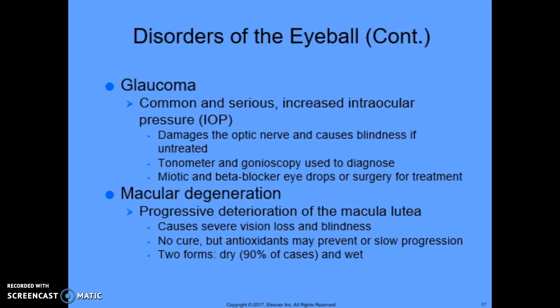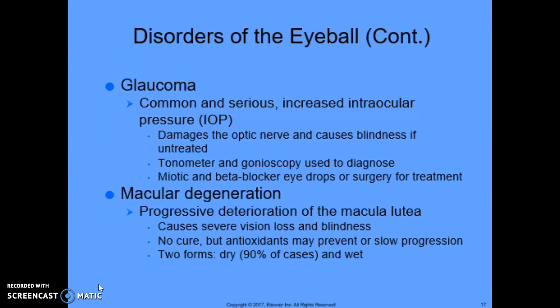We're going to continue with disorders of the eyeball. So let's talk about glaucoma. Glaucoma is common and serious, and it's increased intraocular pressure, IOP. Glaucoma damages the optic nerve and causes blindness if untreated. The tonometer and the gonioscopy are used to diagnose glaucoma. The treatment is miotic and beta blocker eye drops or surgery.